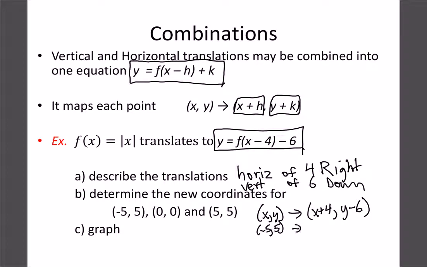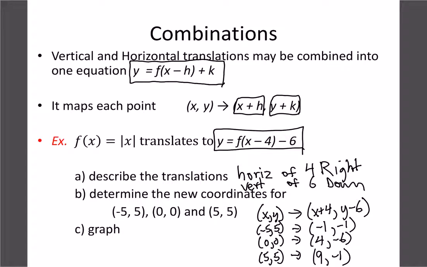So (-5, 5). If we go 4 to the right, -5 plus 4 is -1. 5 take away 6 is also -1. So that's where that coordinate's going to go. Let's keep going. (0, 0). We're going to add 4, that would make it 4. We're going to take away 6, that'll make it -6. Do the same for (5, 5). Add 4 would make it 9. Take away 6 would make it -1.